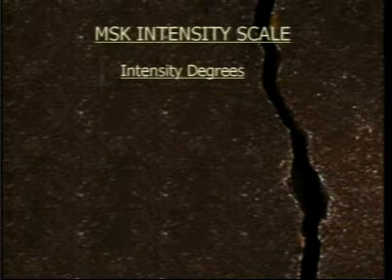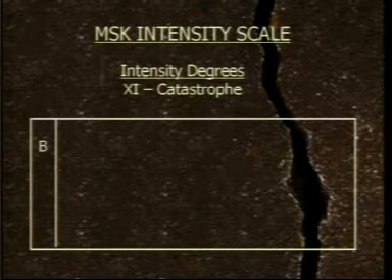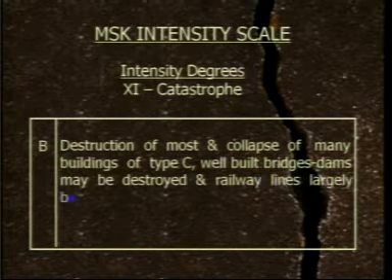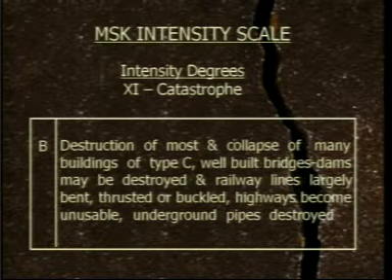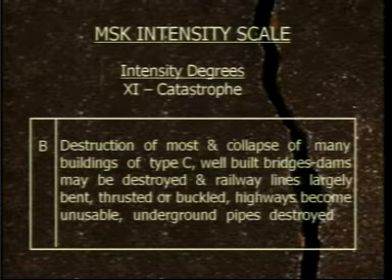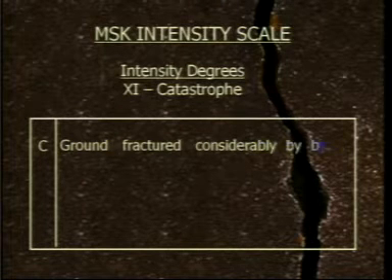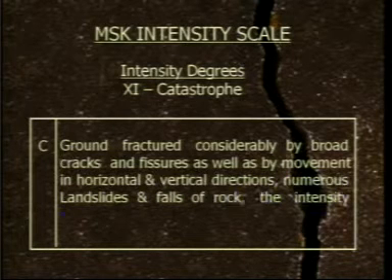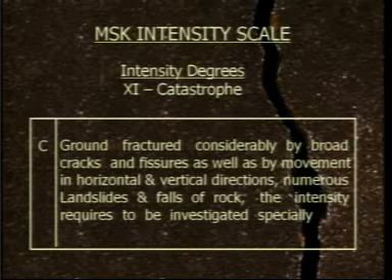Now let us go to intensity 11, which is a catastrophe. The B part consists of destruction of most and collapse of many buildings of type C. Even well-built bridges and dams may be destroyed, and railway lines largely bent, thrusted or buckled. Highways become unusable. Underground pipes are destroyed. The effect on nature means ground fractured considerably by broad cracks and fissures, as well as by movement in horizontal and vertical directions. Numerous landslides and falls of rock.